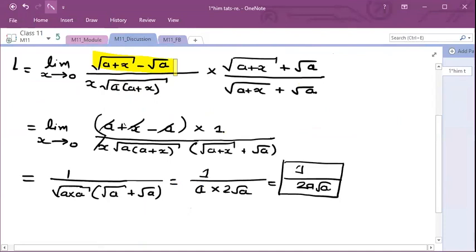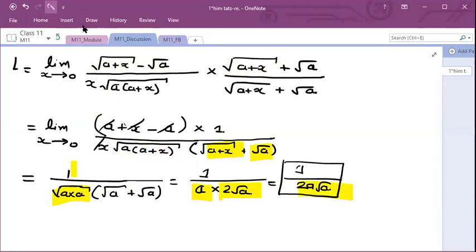So for rationalizing this term, I have multiplied by root a plus x plus root a divided by root a plus x plus root a. So a minus b, a plus b, this is your a square minus b square, and square of square root will be normal, a plus x minus a. Plus a minus a will get cancelled out, this will remain as x only. Now this x and x will get cancelled out. This is your 1 divided by root a plus 0 plus root a. This is your root a plus root a. So this is your 2 root a. This is a. So 2a root a.